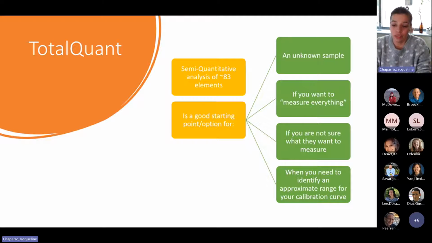If people want to measure everything and they're not sure where to start, if you're not sure what you want to measure or what's potentially in the sample, it could give you an idea of what elements are present. And I also tend to use it a lot when I need to identify an approximate range, or the starting point of my calibration curve for each of the different elements.